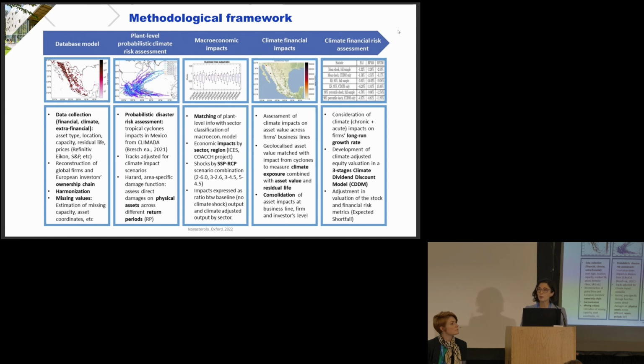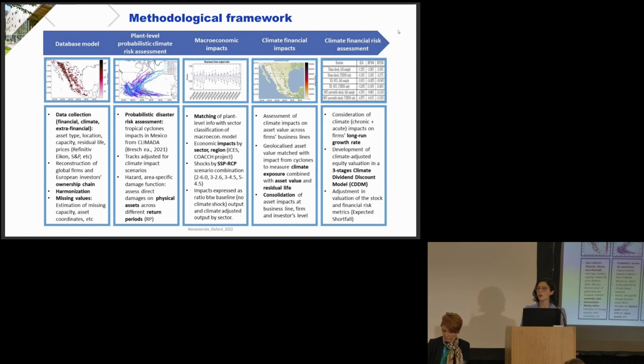The second step is to do plant-level probabilistic climate risk assessment. In this case, we use Climada, the Climada model, which provides shocks on capital stocks geolocalized at 1 kilometer and focuses on tropical cyclones. The tracks are adjusted for climate impact scenarios, and we use the shocks to develop area and hazard-specific damage functions for physical assets.